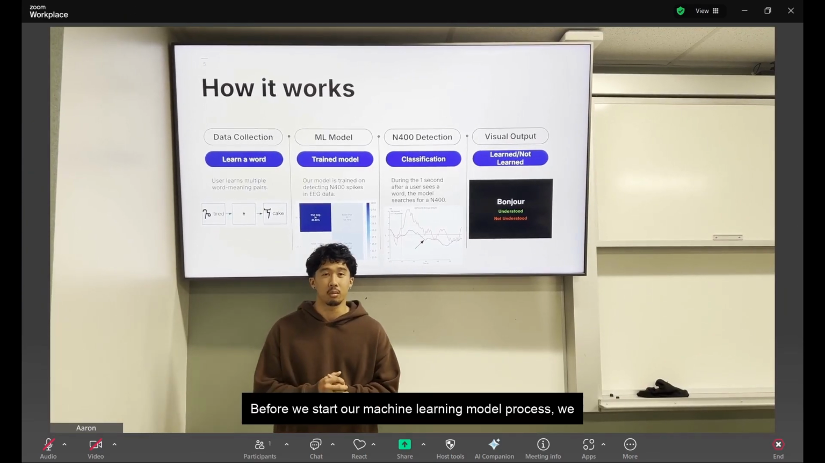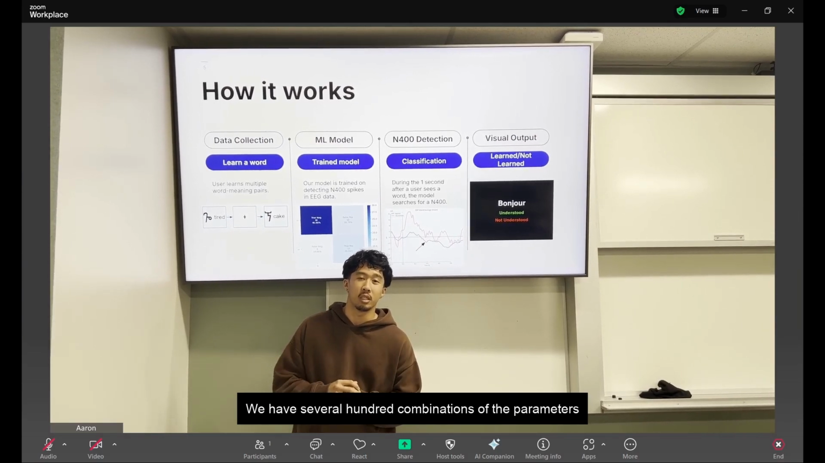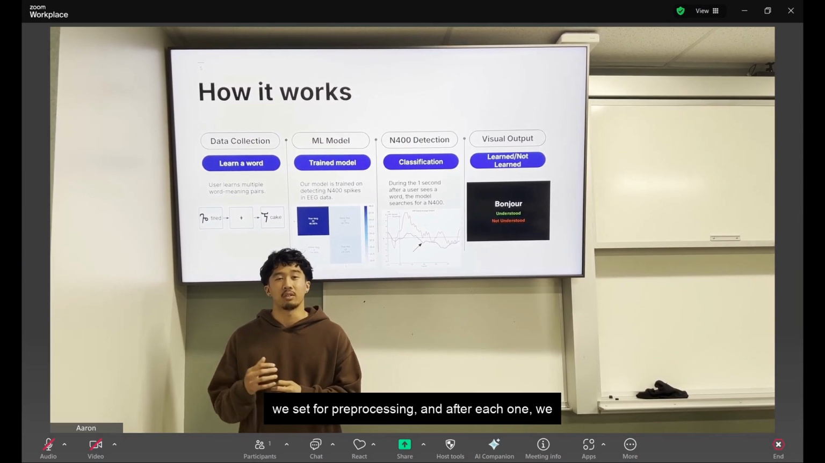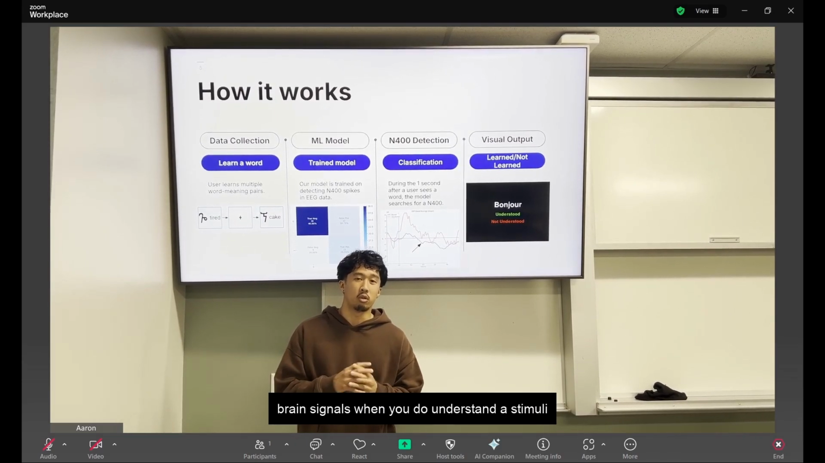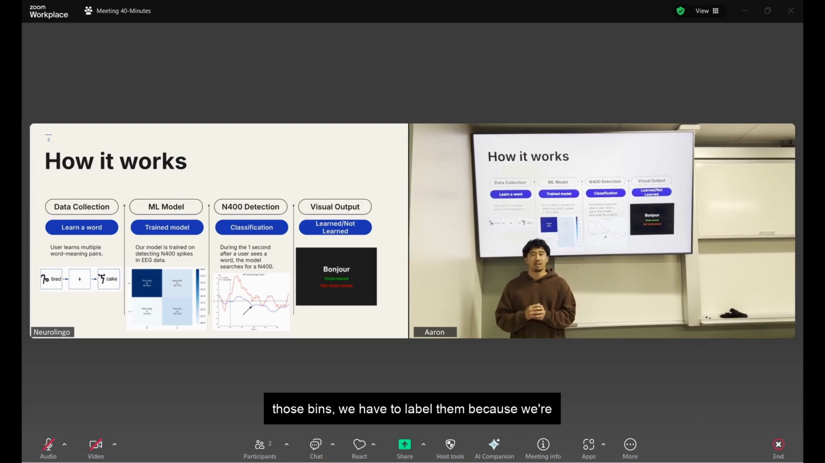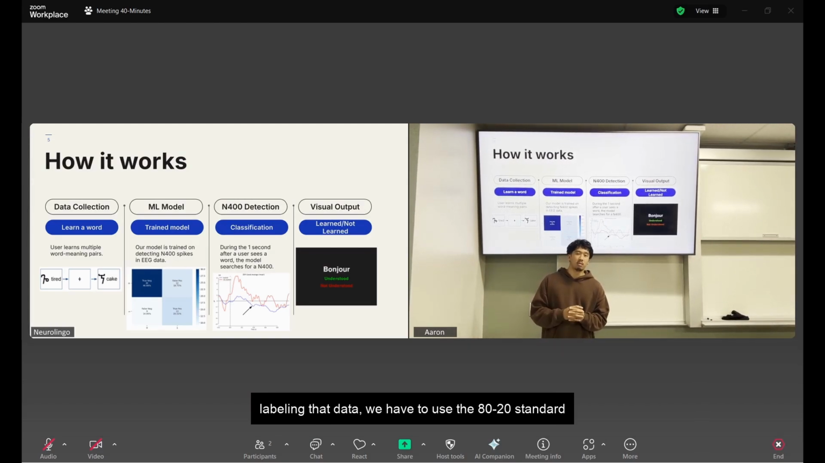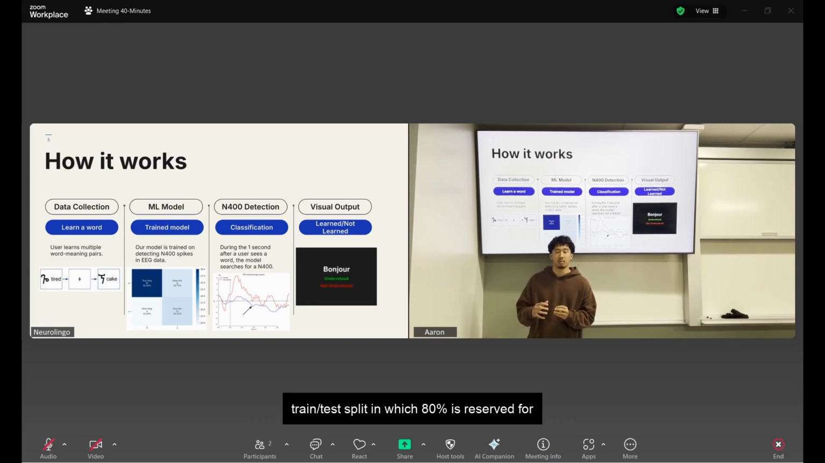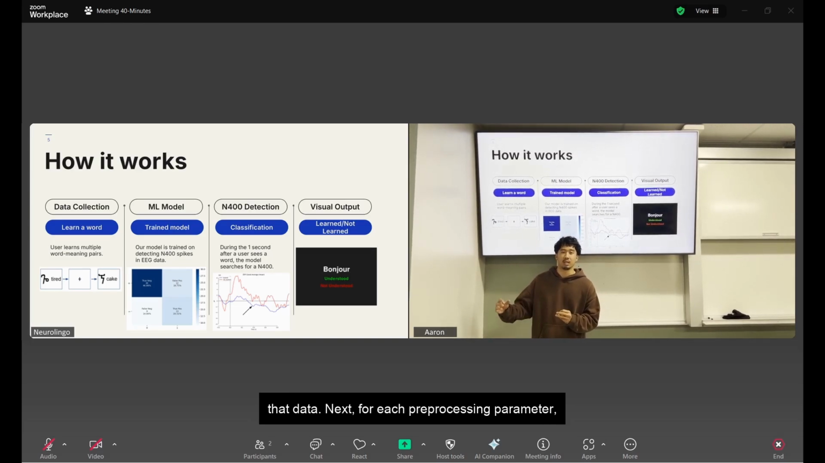Before we start our machine learning model process, we have to pre-process the data as explained before. We have several hundred combinations of the parameters we set for pre-processing. After each one, we get a bin of ERP readings related to your brain signals when you do understand a stimulus versus when you don't understand it. After getting those bins, we have to label them because we're using supervised machine learning models. After labeling that data, we use the 80-20 standard train test split, in which 80% is reserved for training the data and 20% is reserved for testing that data.